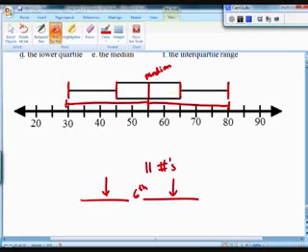So again, there's your 5 different points. Smallest number, biggest number, median, the median of the lower group, the median of the upper group. You put those on a number line. There's your box and whisker plot.